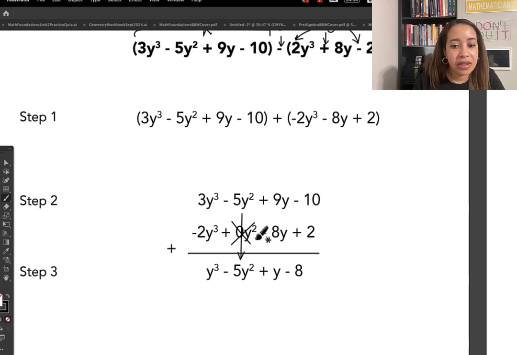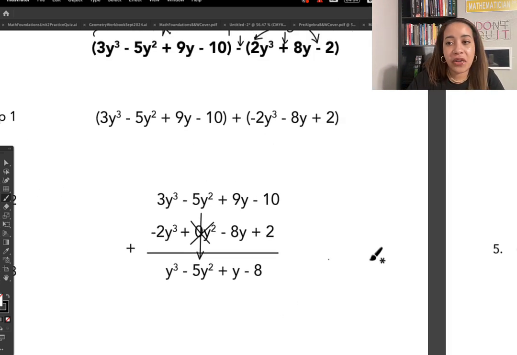Positive 9 plus a negative 8 gives us an invisible 1, y. And then finally, a negative 10 plus 2. Those have different signs, so we subtract the numbers. 10 minus 2 gives us 8. And our higher absolute value was negative, so we do get a negative 8 as our final answer.